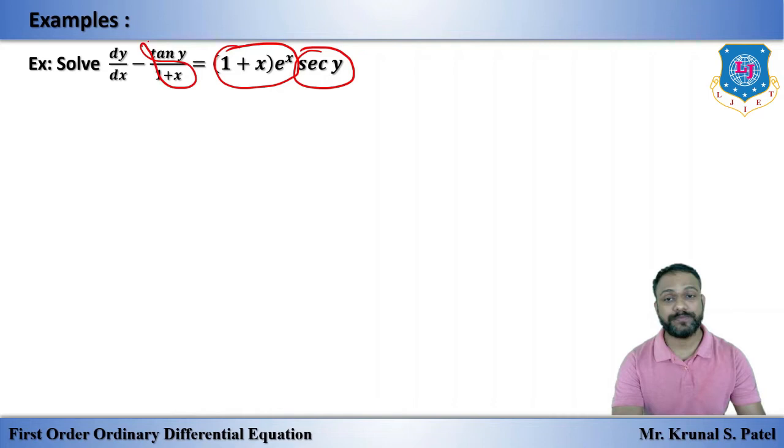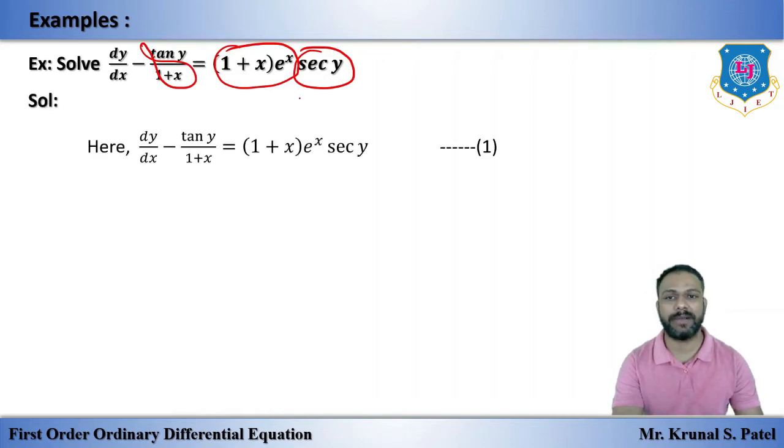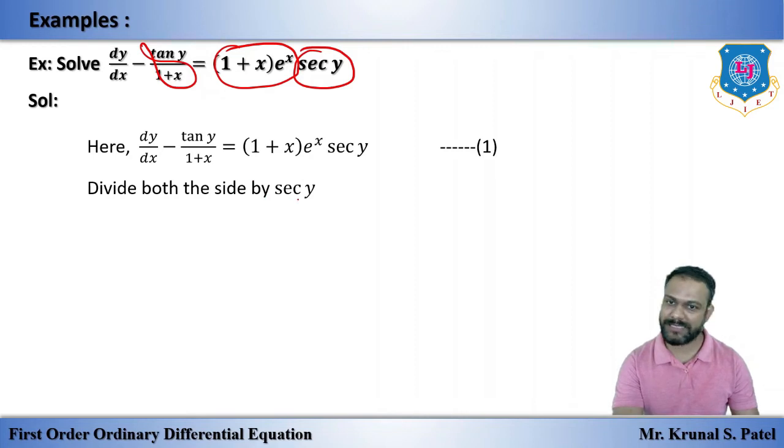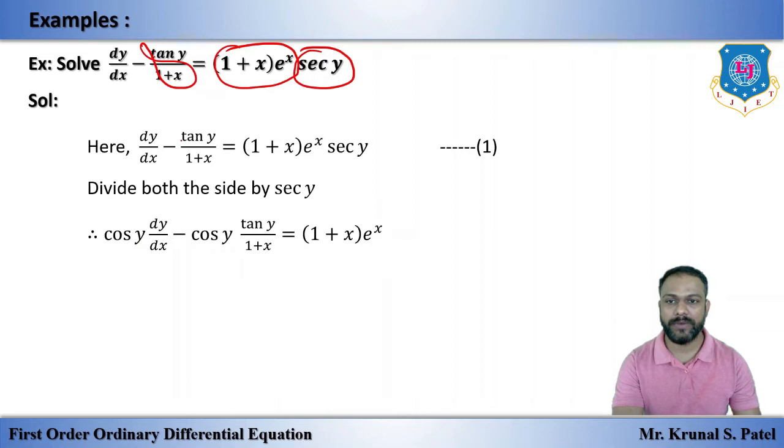So we divide this equation by sec y. Divide the equation on both sides by sec y. So 1 by sec y means cos y. Now we know that tan y means sin upon cos, the cos cancels, so we have sin y.